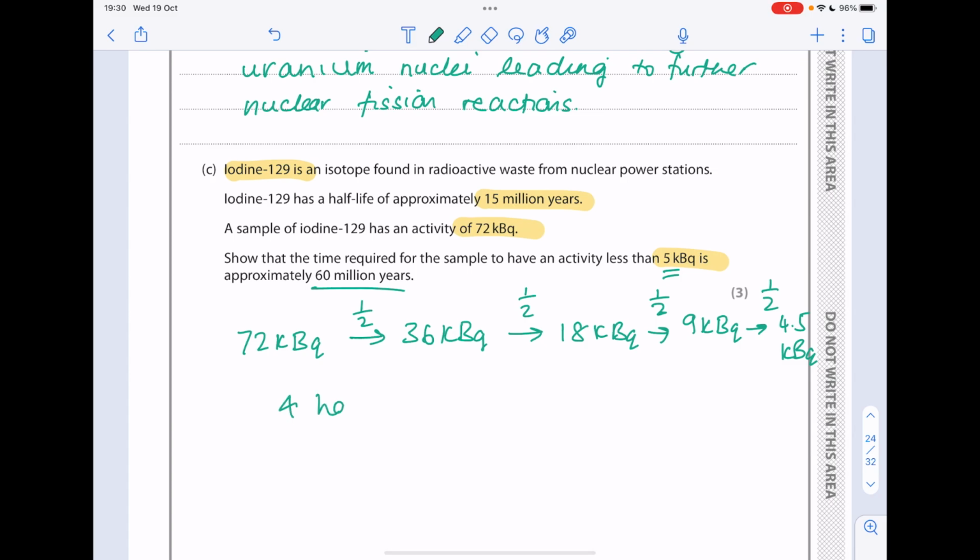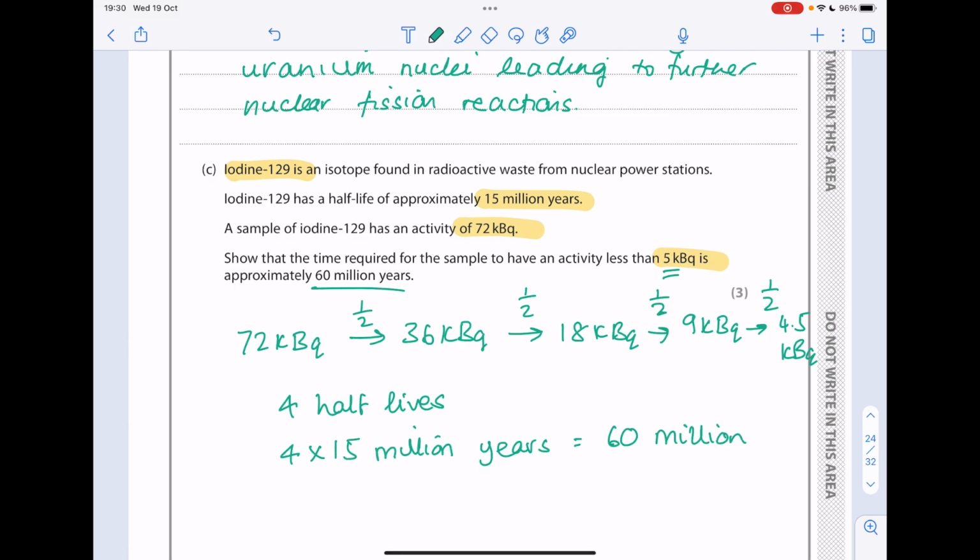So we know that 4 half-lives have taken place. If each one takes 15 million years, we therefore know that we need a time allocation of around 60 million years. So that is the correct answer, because look, it matches.